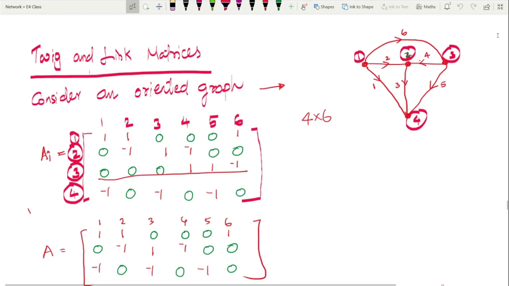For that, let's consider an oriented graph as shown here. As seen here, we have 4 nodes and 6 branches, and the orientation of each branch is shown. First, let's see the complete incidence matrix and reduced incidence matrix of this graph. As we know, in an incidence matrix, complete or reduced, the columns represent branches and the rows represent nodes.